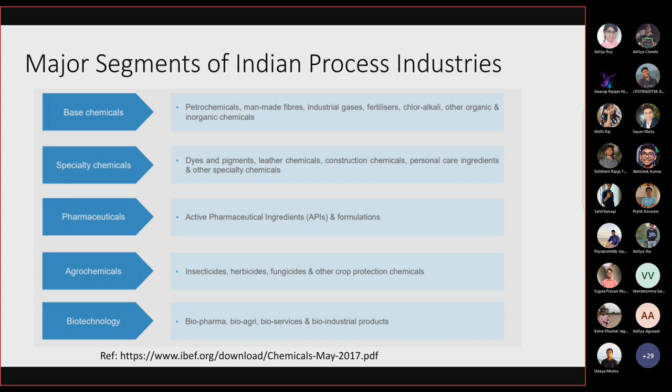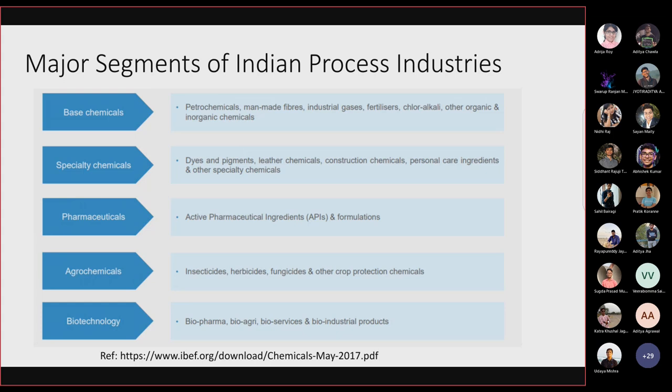Then specialty chemicals like dyes and pigments, leather chemicals, construction chemicals, personal care ingredients. These are sort of lower percentages. Then pharmaceuticals, APIs, that is active pharmaceutical ingredients, and formulations. Every pharmaceutical product, like the tablets or syrups we consume, contains two things: one is the active pharmaceutical ingredient and the other is the formulation.